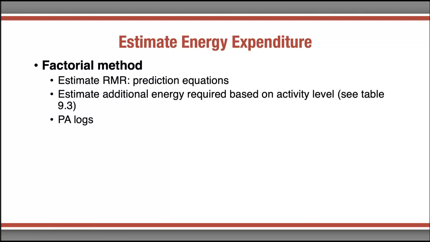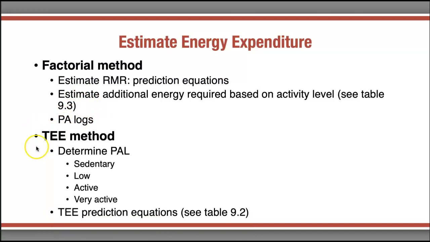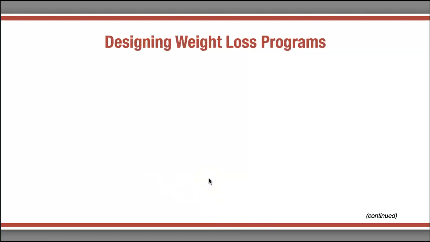So in order to estimate that energy expenditure, you're going to take that resting RMR, and you're going to probably have to predict that. I mean, it'd be awesome if we could actually put your clients on the machine upstairs and get their RMR, and then estimate the daily energy required for their activity level, and there is a table there to get that. Physical activity logs would be great. Then for your total energy expenditure, you're going to use their physical activity level: sedentary, low active, active, or very active, and then use those total energy expenditure values there. So the chapter 9.2 and 9.3 tables, I think they're right next to each other, are going to be really important.